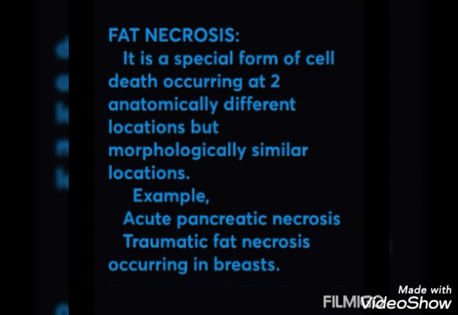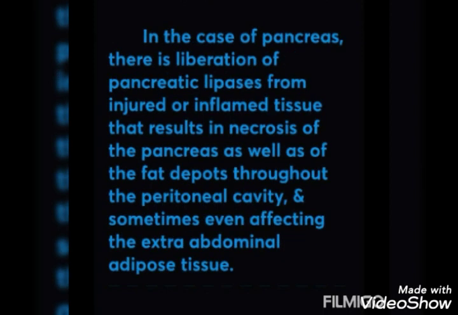The fourth type of necrosis is fat necrosis. Fat necrosis is a special form of cell death occurring at two anatomically different locations but with morphologically similar lesions. One is acute pancreatic necrosis and the other is traumatic fat necrosis, commonly seen in the breast.